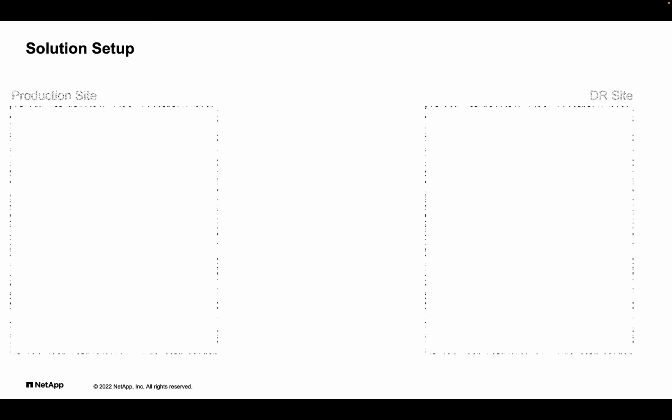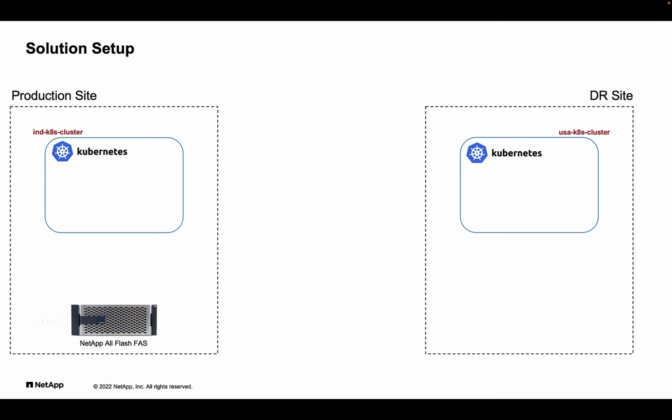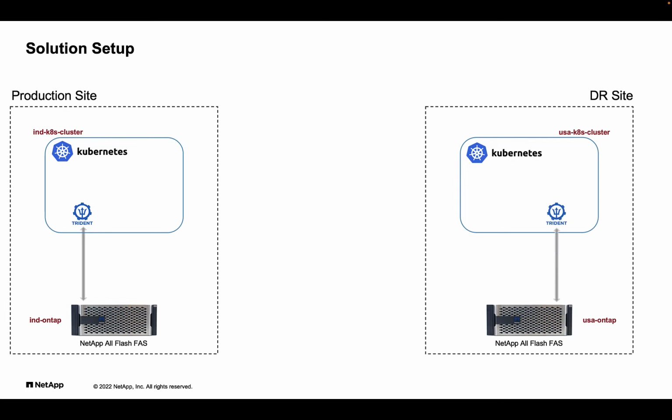Let's first go backstage and understand how Astra Control orchestrates the entire BCDR workflow. We shall start with two Kubernetes clusters. I have one running in India, this will be a production cluster, and another cluster running in the United States, which will be our DR cluster. Each Kubernetes cluster has its own NetApp all-flash fast storage system, delivering persistent storage to the applications. An instance of Astra Control Center is managing both these Kubernetes clusters.